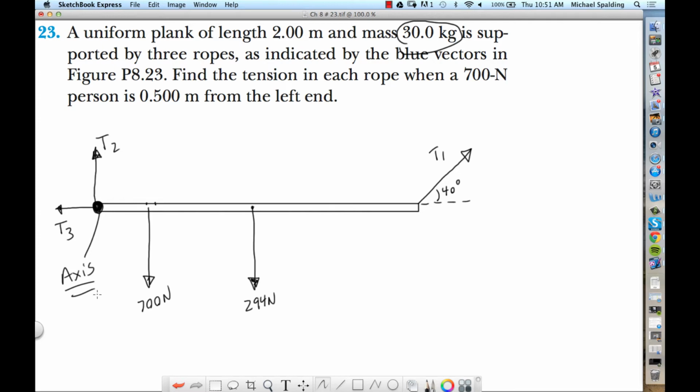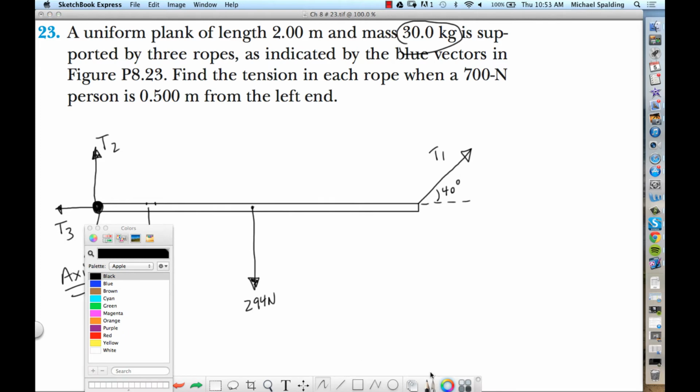Okay? Now why is that going to be nice? That's going to be nice because tension 2 and tension 3 will not appear in our torque equation. When we sum the torques, we're not going to have tension 2 and tension 3 there. They're going to disappear. Why will they disappear? Because forces on the axis cause no torque. Okay? So let's put our distances down. We'll do this in red.